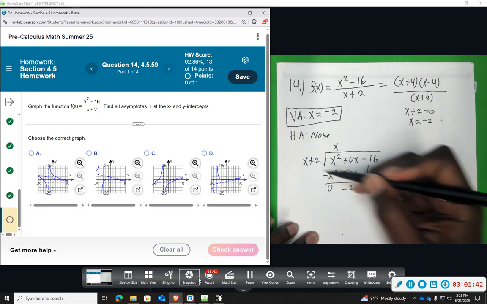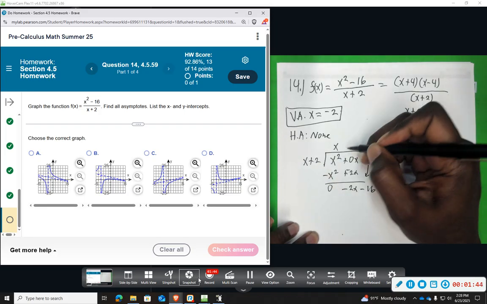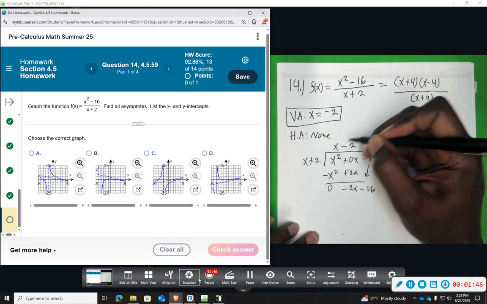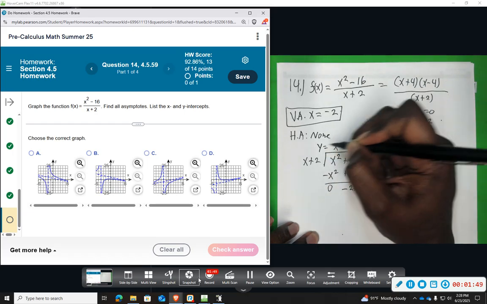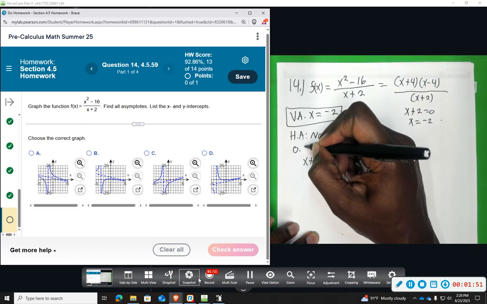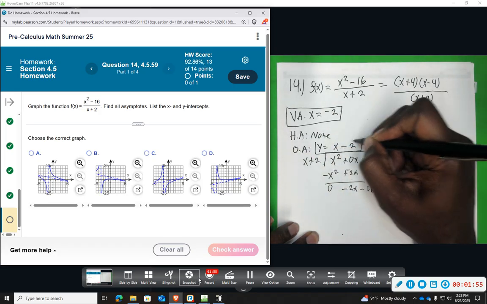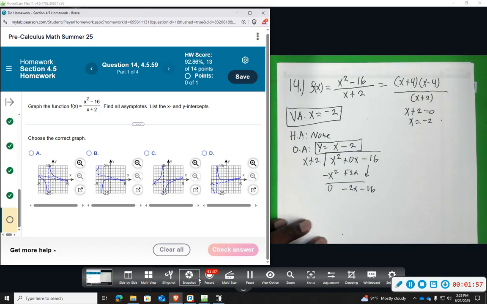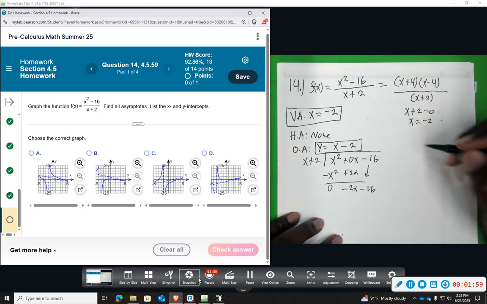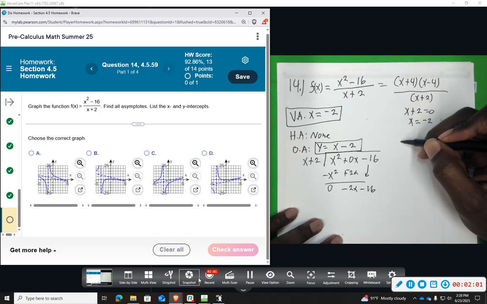I want this x to match up with the negative 2x, so I'll have to just multiply by a negative 2. And at that point we are done. So my oblique asymptote would be y equals x minus 2. Nothing factors out, so I can find my x and y intercept. So let's do our x intercept first.